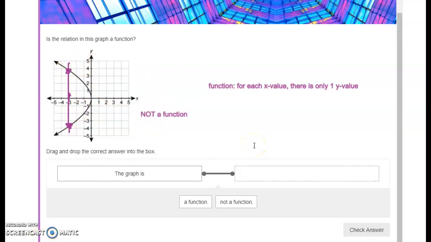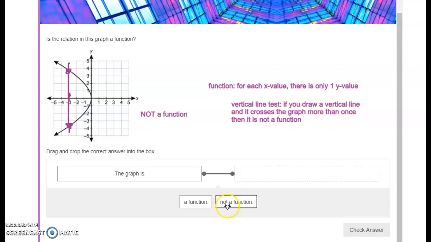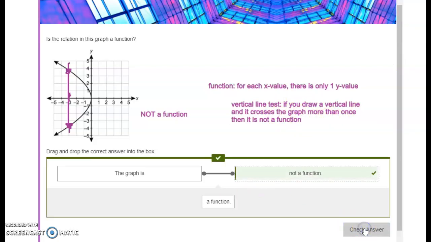And we can also sort of keep in mind the vertical line test and how this applies. If you draw a vertical line and it crosses the graph more than once, then it is not a function. We'll keep that in mind for our next example and determine that this is not a function. Check our answer. That's correct.